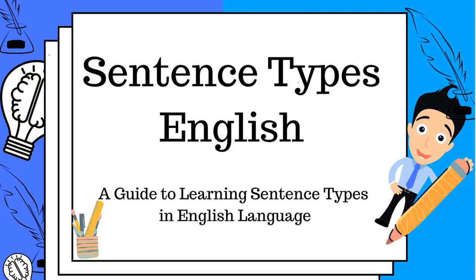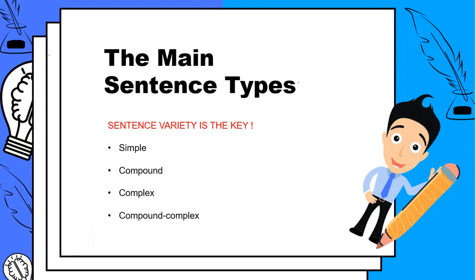So, let's look at the main types of sentences. Remember, sentence variety is the key. We need our sentences to be interesting. So we can use simple, compound, complex, and compound complex. They are the basics, the four sentences that we need in our English.